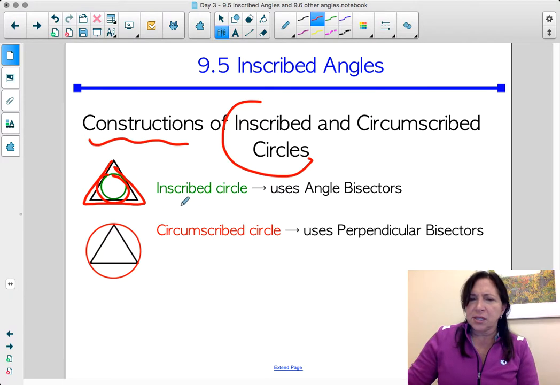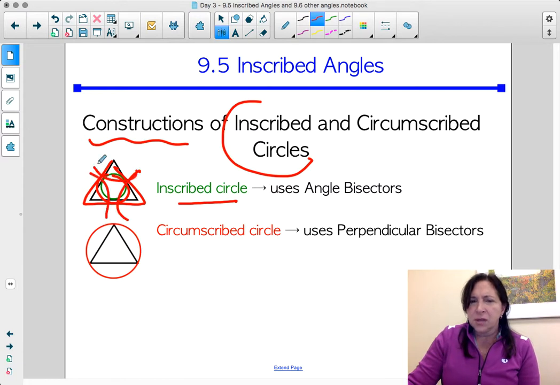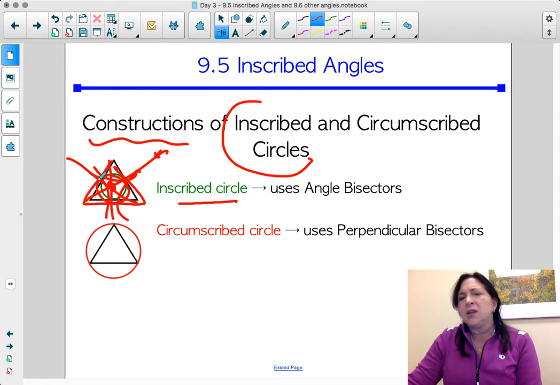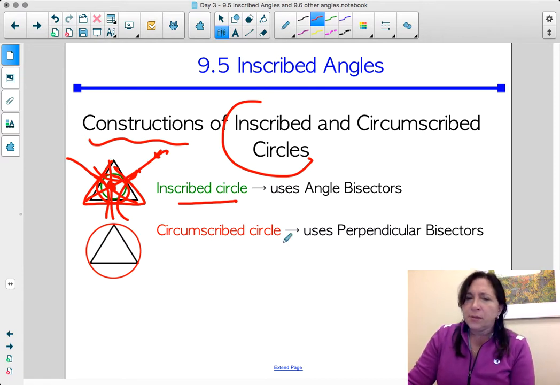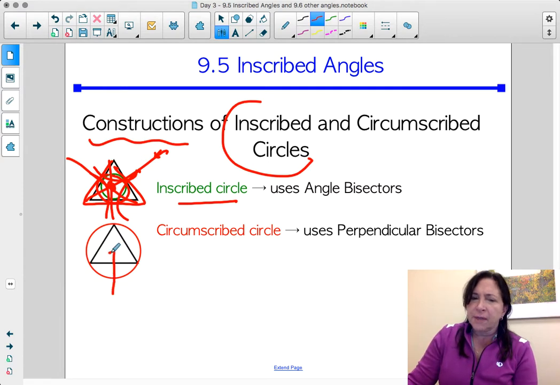For these constructions, if you want to inscribe a circle into a triangle, you would bisect each of the angles, all the angles, and then you would find the point in the middle, which is called the incenter, and then you would arc around. For a circumscribed circle, you would use perpendicular bisectors and find the perpendicular bisectors for each one. Put your point on the vertex and then swing that circle around. That was from our constructions chapter.